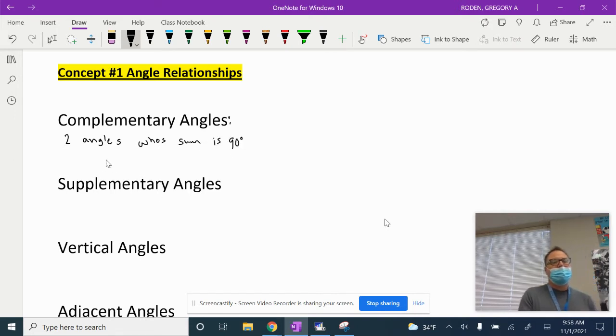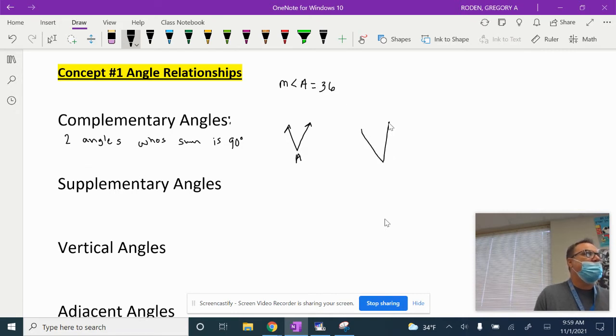Now, a couple things about complementary. It's two angles. It's not 7 angles. It's not 90 angles. You can't have 91 degree angles and say they're complementary. It's two angles, right? So I'll do a little picture off to the side. If I had an angle, we'll call this angle A, and I know the measure of angle A is equal to 36 degrees. And let's say I also know that angle B over here, it's just a bad drawing, I'm sorry.